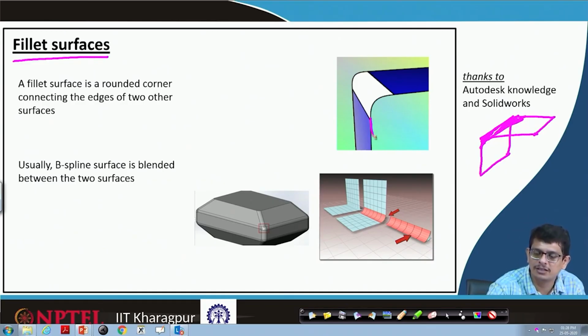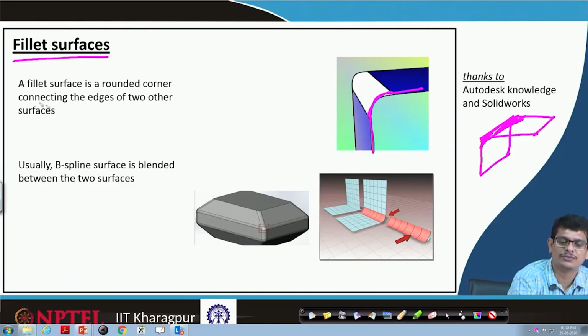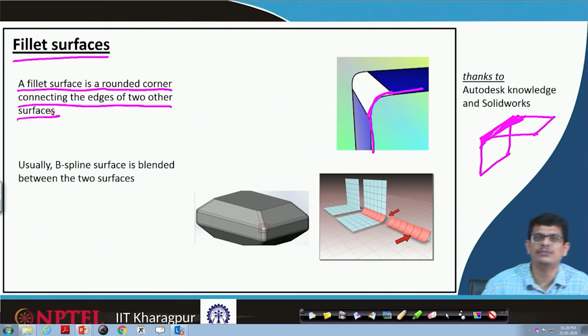For example, here in that rectangular portion, we have smooth corners. Because we try to avoid sharp corners, as they might affect our productivity or cause harm, or perhaps scratches, or it is difficult to maintain that particular surface. So, we always round it off. Such things we call fillet surfaces. A fillet surface is a rounded corner connecting the edges of two other surfaces.